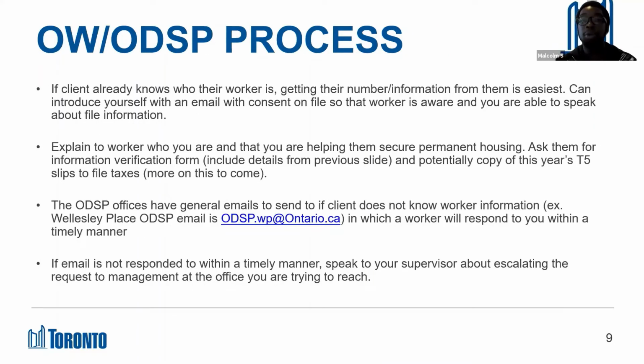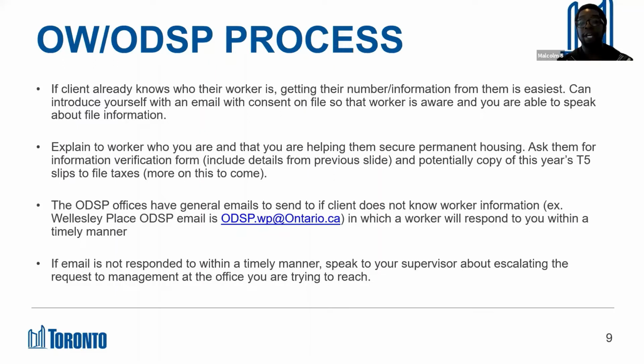If the client already knows who the worker is, that's great. Then you can introduce yourself and get consent on file, so that you are able to facilitate this with the OW or ODSP worker as well. Explain to the worker who you are and that you're helping them to secure permanent housing. That way, when you do find housing eventually, you'll be able to talk with the worker later on, and you'll have that connection already in place. You can let them know that you're requesting an income verification form, and potentially you can also get a copy of their T5s as well, because you'll need that to get their taxes.